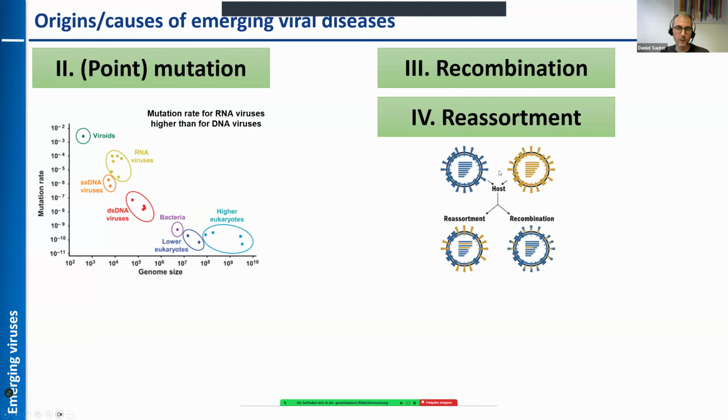So this is illustrated here. So let's say you are infected with two viruses at the same time, this blue virus and the yellow virus, and they're closely related but not identical. In this case, they actually also harbor segmented genomes. That means their genome, or their genes, is distributed on different segments. And if one cell is infected with both viruses, then the genome may either recombine or reassort.